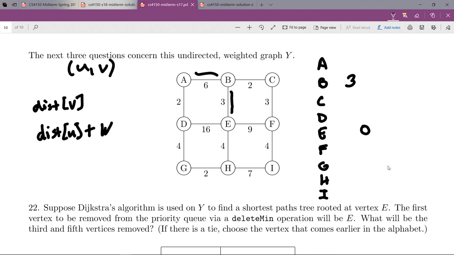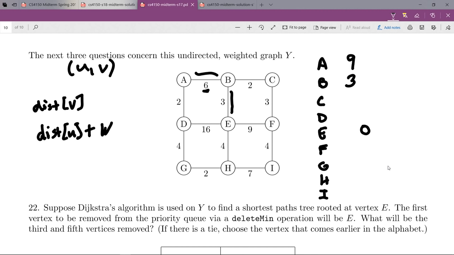Okay, now we update BA again. We get a different answer this time. Why? Now B has a 3. So that 3 from this table plus this 6 right here is 9. That's better than infinite. So A gets a 9.